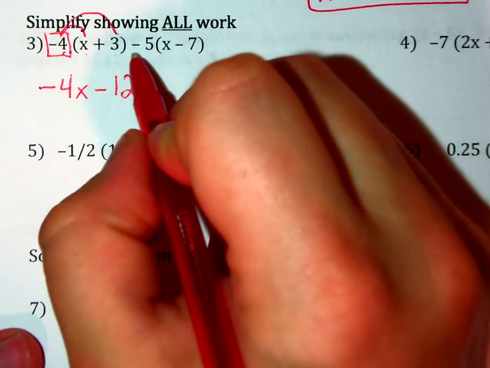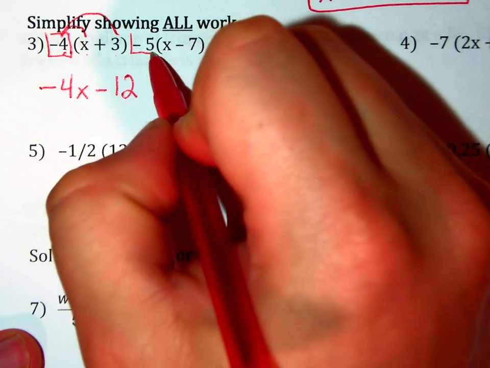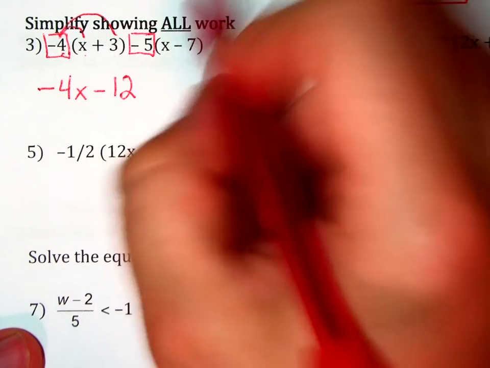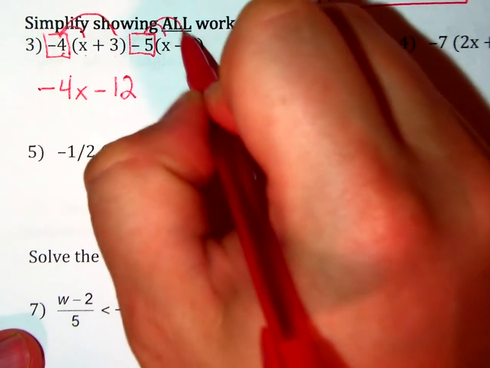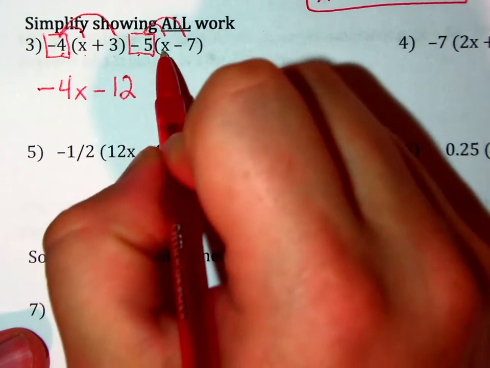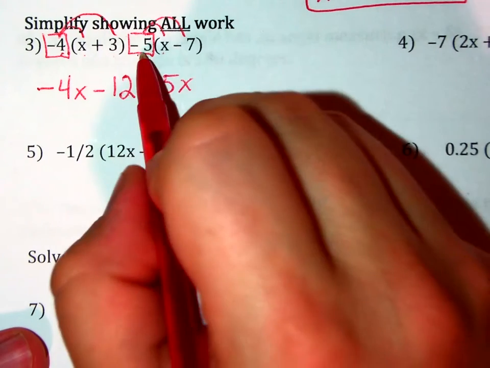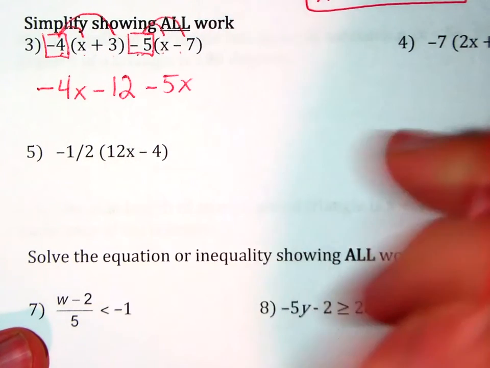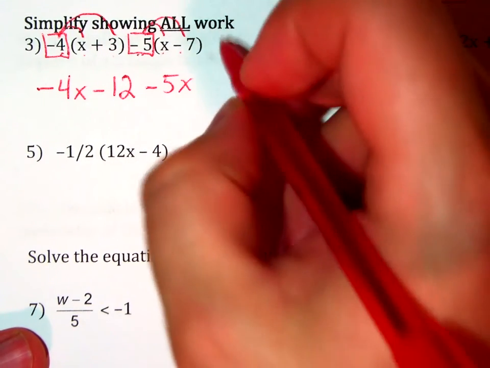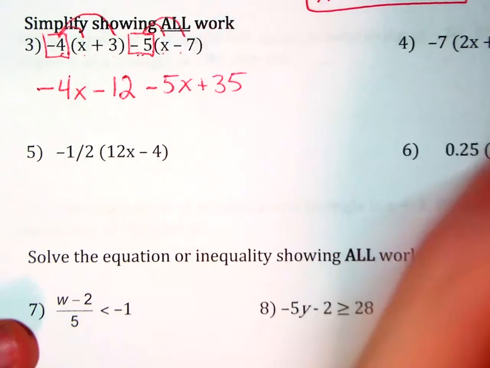Now this term in the middle we need to be very careful on, because that is going to be a -5 that gets distributed to both terms inside the parentheses. So -5 times x is -5x. -5 times -7, two negatives, remember from Unit 1, makes it positive, so that would be plus 35.